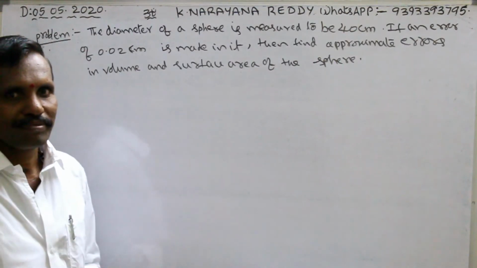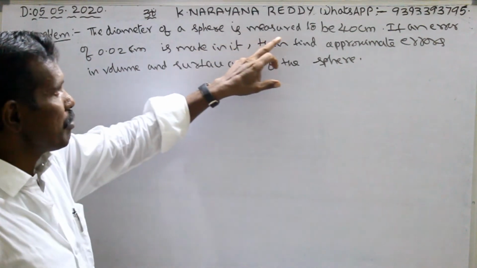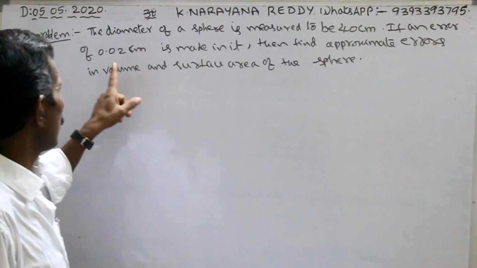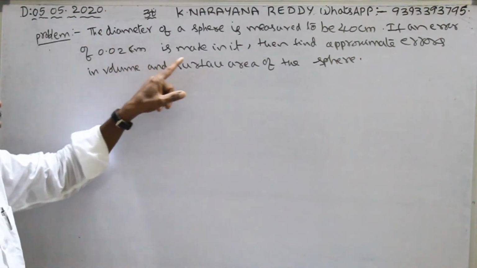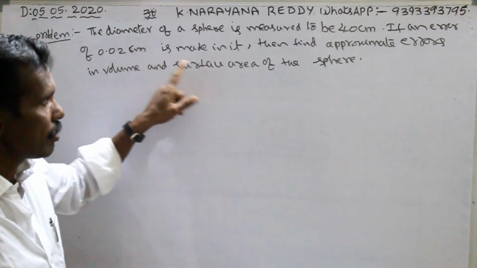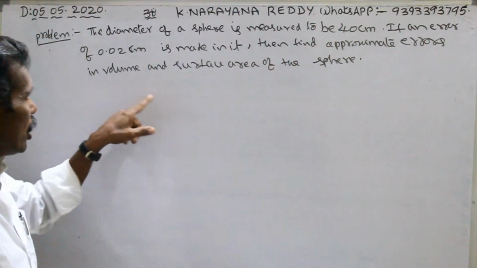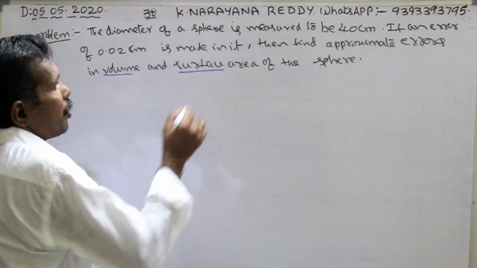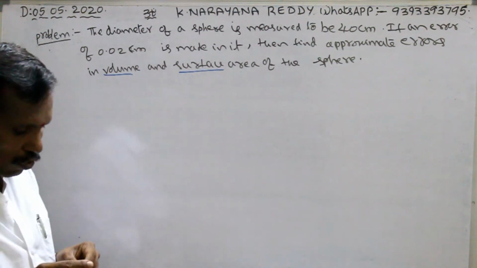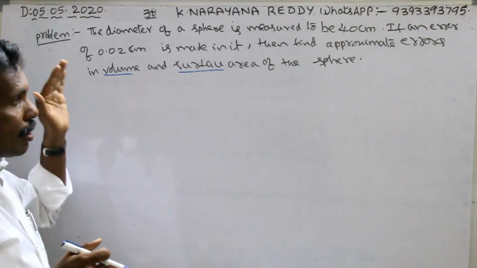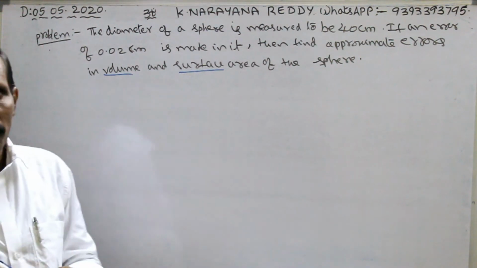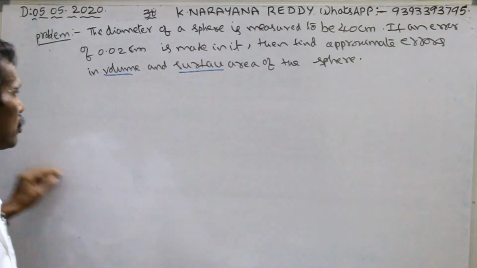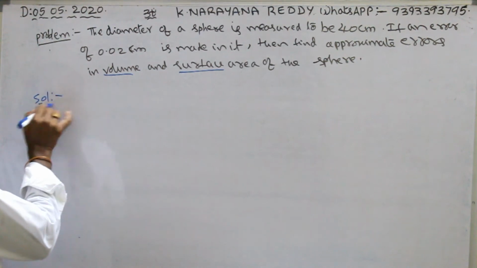See the next problem. The diameter of a sphere is measured to be 40 centimeter. If an error of 0.02 centimeter is made in it, then find the approximate errors in volume and surface area of the sphere. We want to find the errors in volume and surface area of the sphere. How to find? In the same manner. Volume is del V and surface area is del S. That's all. Simple solution.